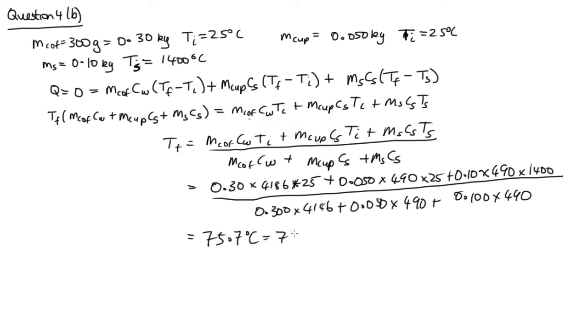C, which is equal to 76 degrees C to two significant figures. So it's fine to give the answer in degrees Celsius. Alternatively, you could have converted everything to kelvins, in which case if you substitute in for kelvins, you'll end up with 350 kelvins to two significant figures.